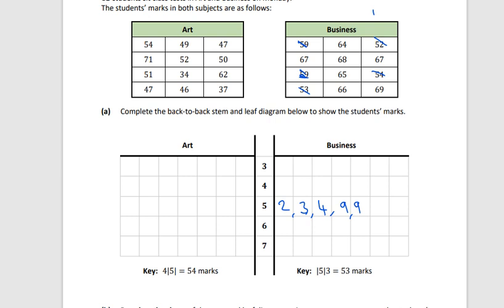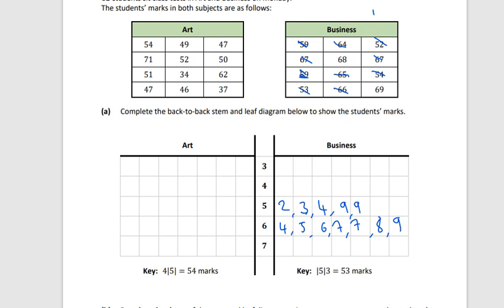The smallest one of the 60s is 64. You just have to take your time because you'll make mistakes if you don't. 65, 66, two 67s, 68, and 69. That's it for business then.